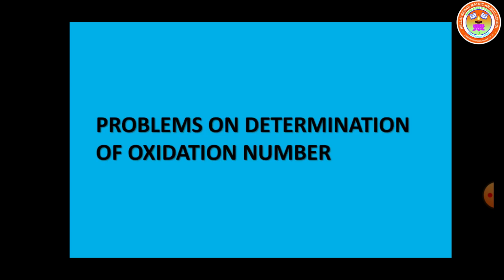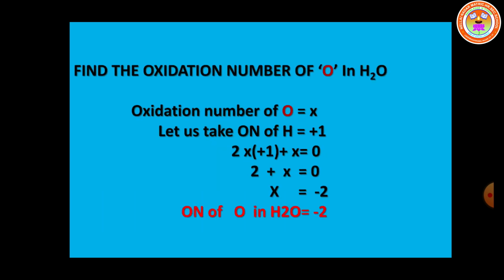Students, let us see some problems on determination of oxidation number. First one, find the oxidation number of oxygen in H2O. Students, in your book page number 157, these problems are there. So first, find the oxidation number of oxygen in H2O. We don't know the oxidation number of oxygen, so we take the oxidation number of oxygen as X.